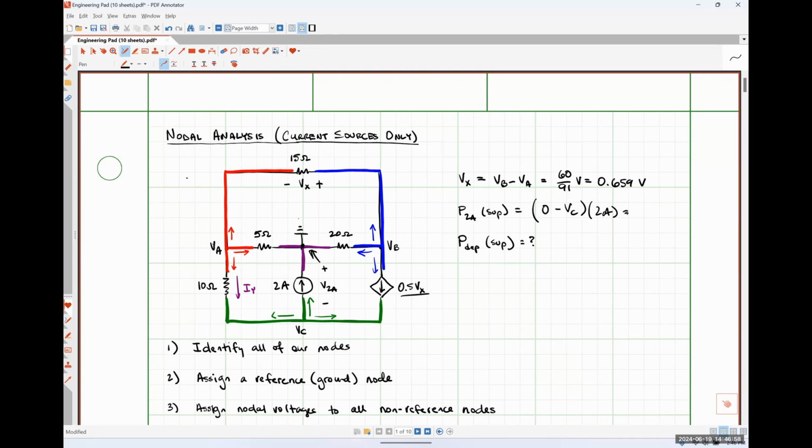So negative VC times 2 gives me 4,520 over 91, or 49.670 watts.